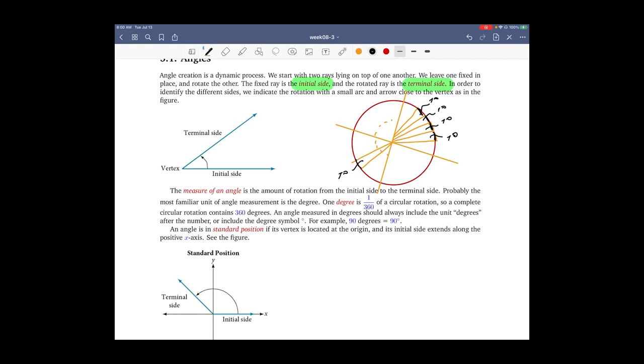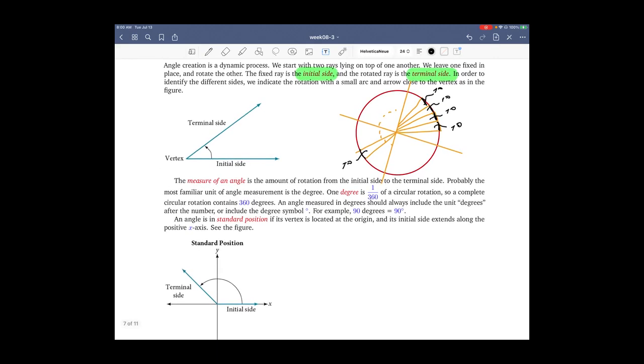It's important to remember that when you measure angles in degrees, you always have to include units. If you write 90 without the degree symbol, just 90, it's not 90 degrees. It's an angle of 90 radians, which is something very different from 90 degrees. So remember to always write the degree symbol if you measure angles in degrees.